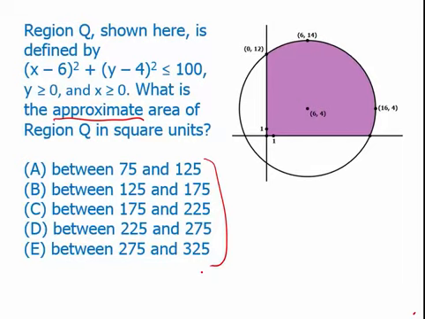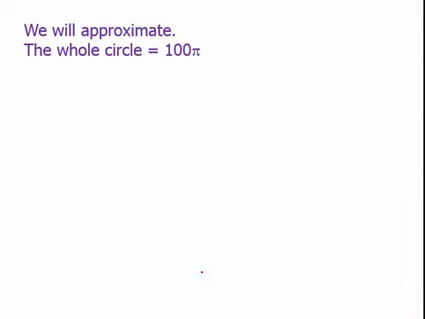This would be a very, very hard problem to find an exact answer. We don't need to worry about that. All we need to do is approximate. So we will approximate. The whole circle, of course, has a radius of 10, so the whole circle would be 100 pi. That's the exact area.